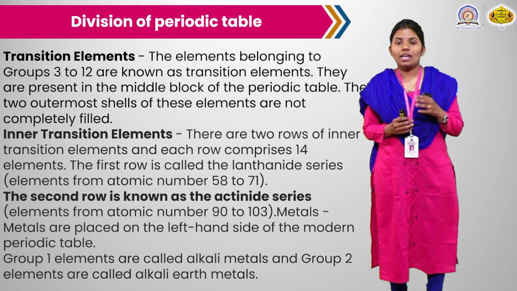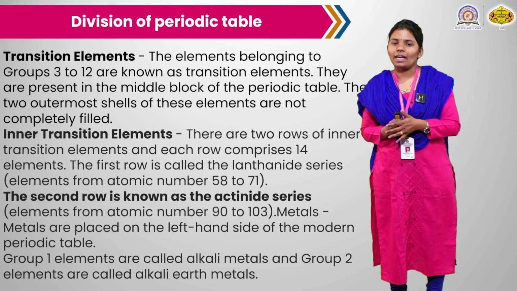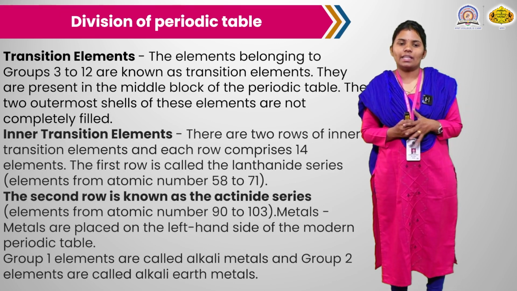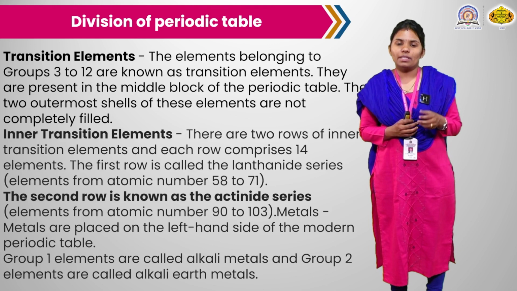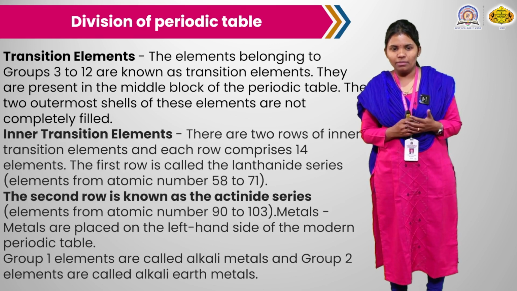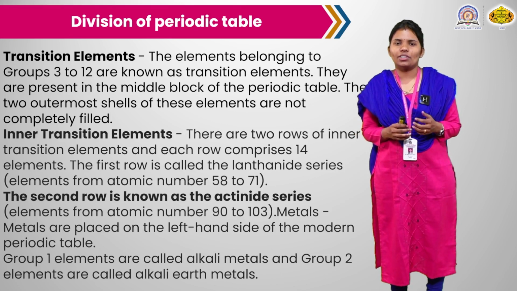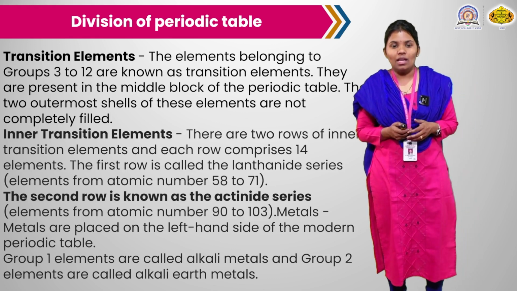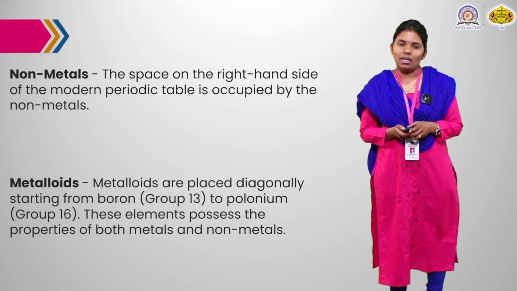Inner transition elements: these are two rows. The inner transition element has two rows, that is, the f block comprises two rows, the lanthanide series and the actinide series. From 58 to 71, these are the lanthanides, and the actinides are the second row, from 90 to 103, placed at the bottom of the modern periodic table. These are generally the radioactive elements, from the lanthanide and the actinide series. Group 1 elements are called alkali metals and group 2 elements are called alkaline earth metals.